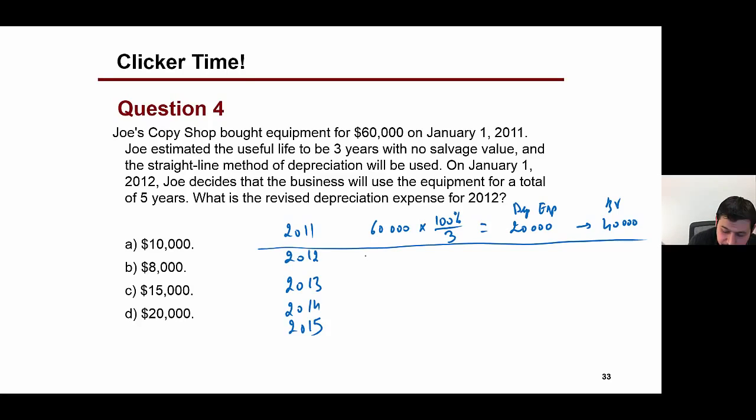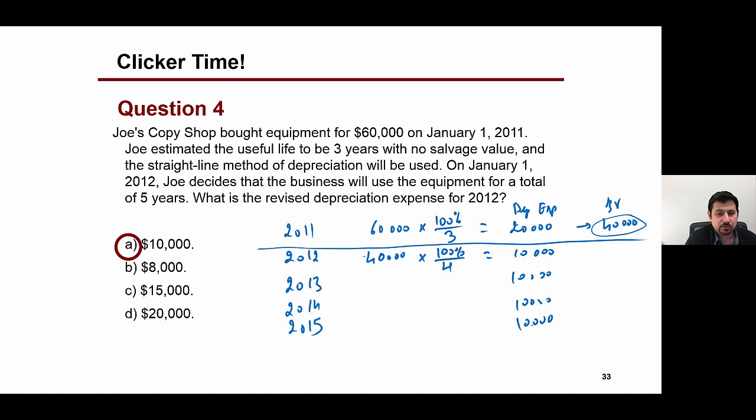As a result, the new book value becomes the new depreciable cost of 40,000. Once again, it's because we have no salvage value. Now it's 40,000 multiplied by 100% over 4, because now it's still going to be used for 4 years. As a result, it will be 10,000. And again, it will be 10,000, 10,000, and 10,000. So the answer here for the depreciation expense for 2012 will be 10,000.